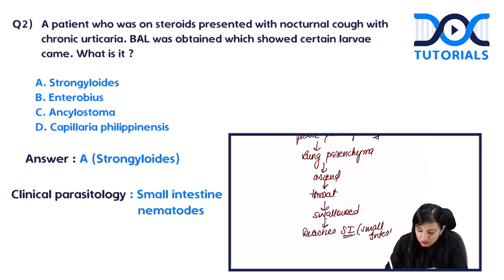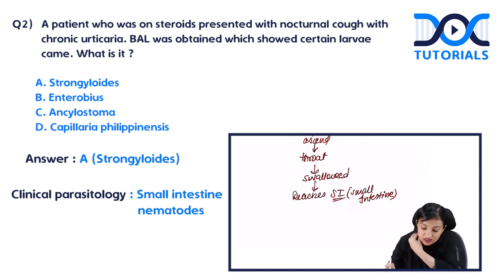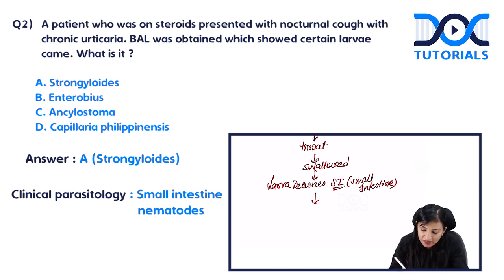SI is my own short form. Please don't use this in your theory exams in college; you write the full form only, small intestine. So this reaches the small intestine. Till now the story is the same. Then what is the difference between hookworm and Strongyloides? As I said, during all this travel, morphological changes are going to happen in the larva. So in case of Strongyloides also, by the time the larva reaches the small intestine, it is mature enough or competent enough to transform into adults.